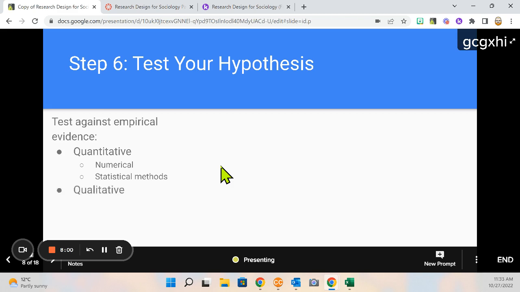Evidence can also be qualitative, which is non-numerical. It's more likely to be based on detailed comparison. It might also be something that would look very much like a history, but it's a history with a purpose. We might be trying to trace a process.